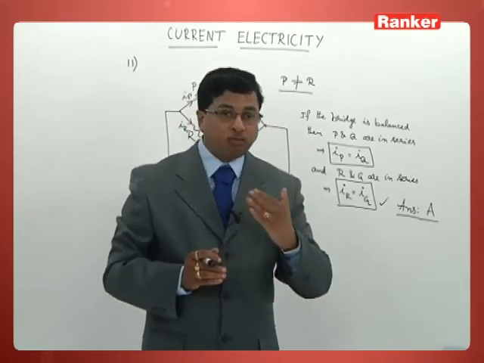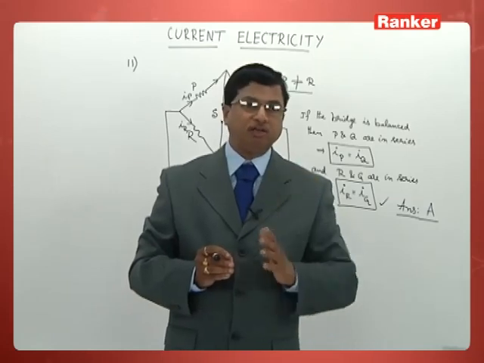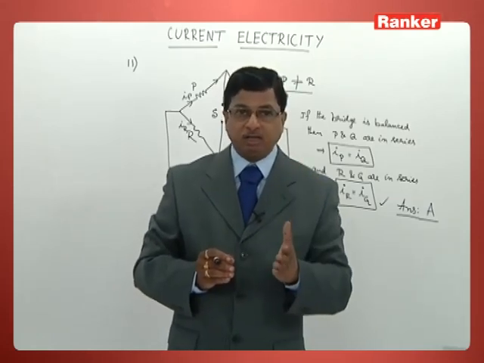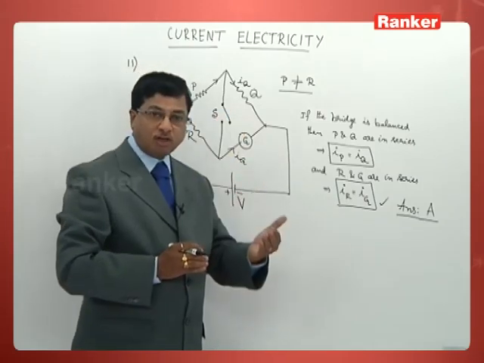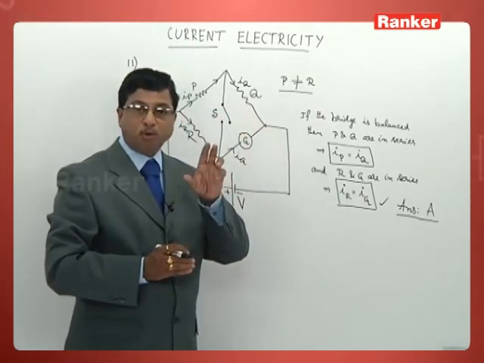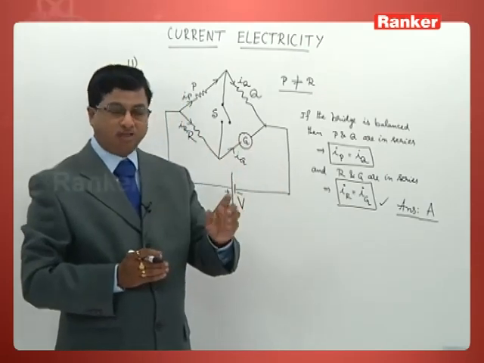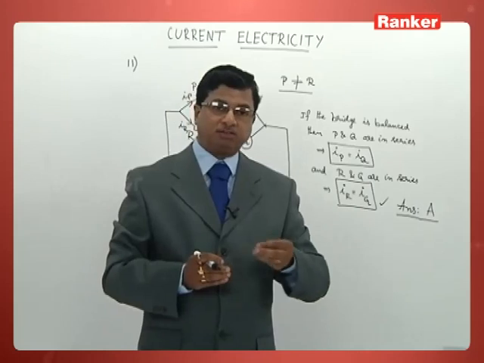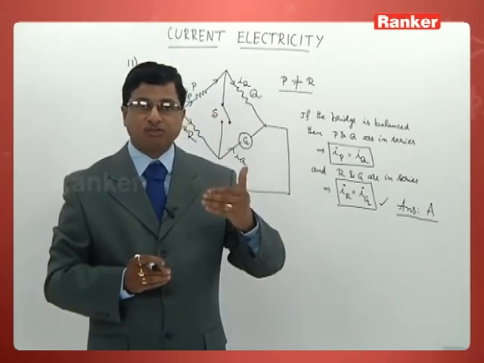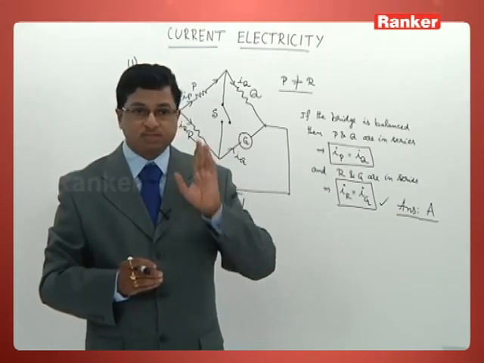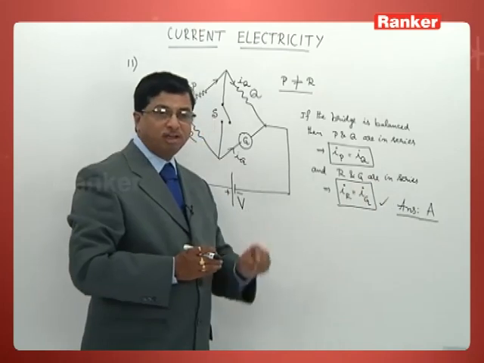Wheatstone bridge. How do we know that it is a well balanced one? He is very clearly giving you a clue there, that whether this particular switch is on or off, in both the cases galvanometer reading is the same. That wording itself makes you understand that this is a very well balanced Wheatstone bridge. So the correct option for this problem number 11 is going to be A.